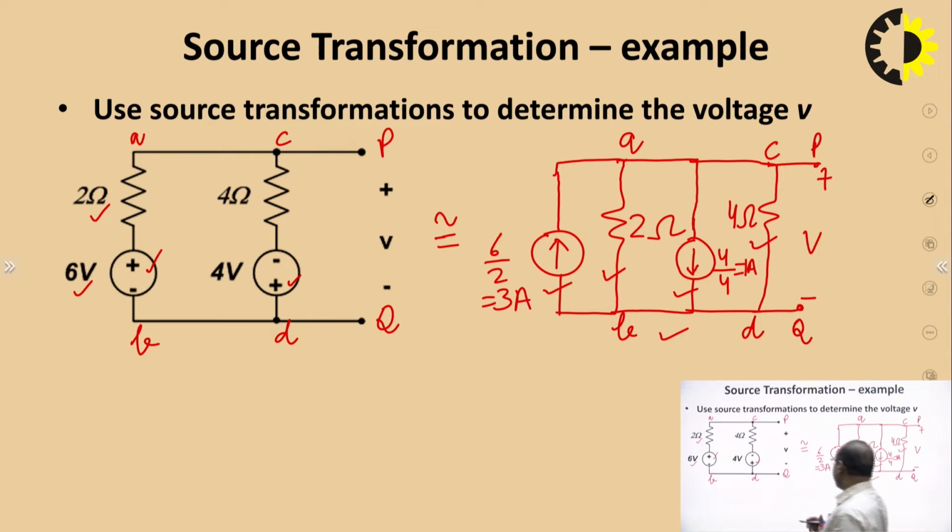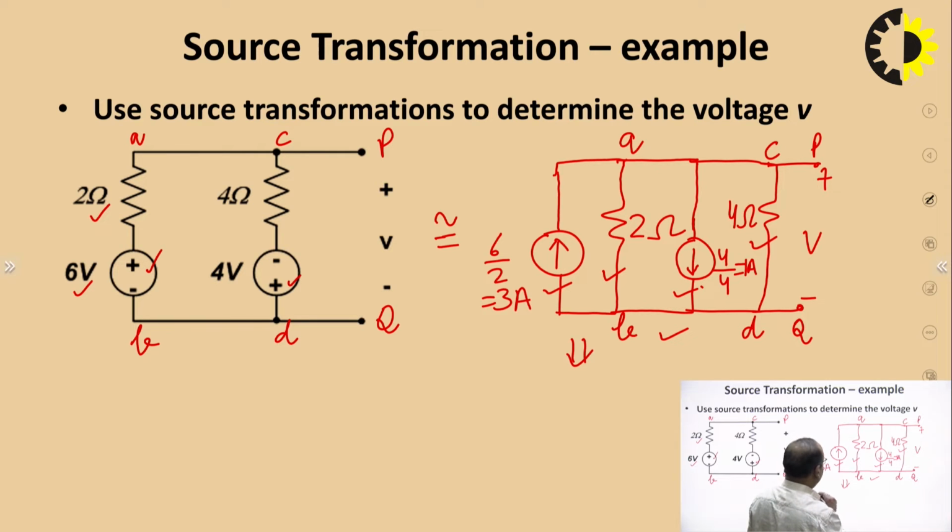So, if we further simplify this circuit, we can take it like this. This 2 ohm and 4 ohm are in parallel, so we can find the equivalent resistance of these 2 parallel resistances. Similarly, this 3 ampere current source and 1 ampere current source are also in parallel branches, so we can find a single current source out of these 2 current sources. So, how do we do it?